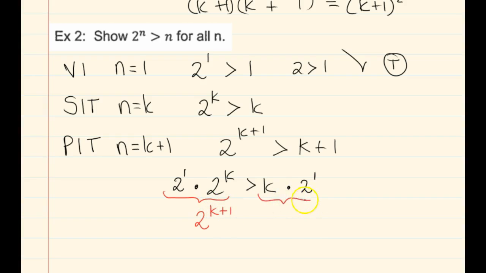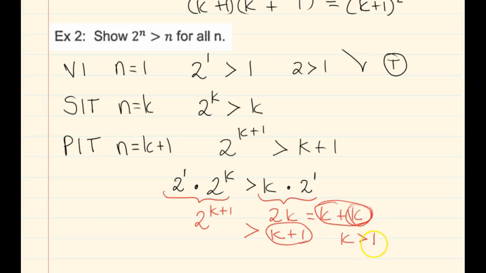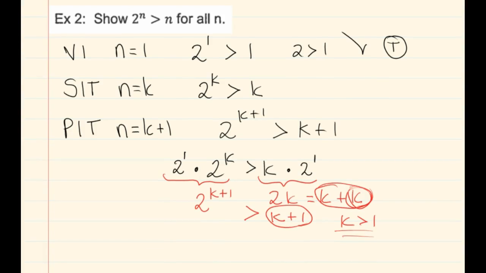On this side, we have 2 times k, or k plus k. So the question is, is this greater than k plus 1? Well, the answer is yes, because k plus k is going to be bigger than k plus 1, because remember we said that k was greater than 1 from the very beginning. In our rules, sit means k is greater than 1, so therefore this is going to be true. So we have proved it for n is equal to 1. We said it was true for n is equal to k, and then we just finished proving that it's true for n is equal to k plus 1.